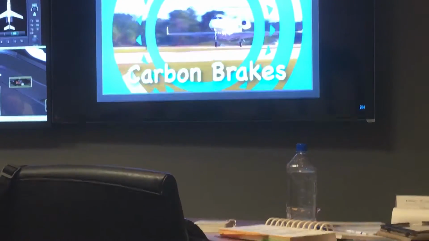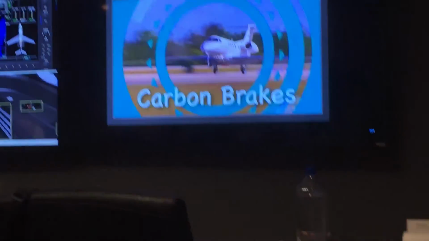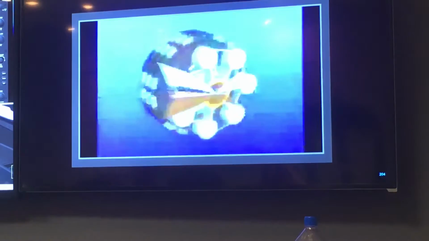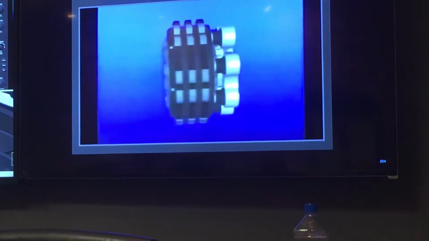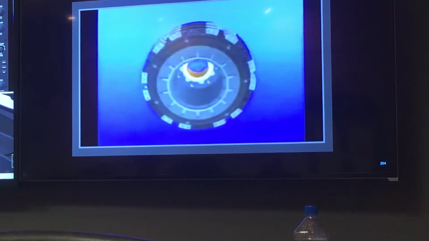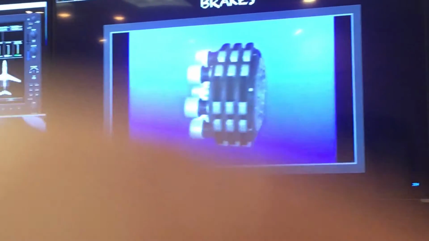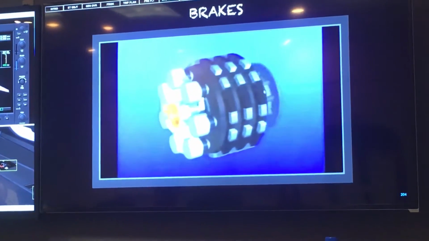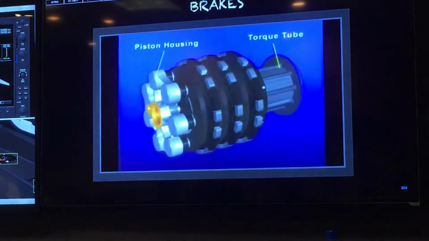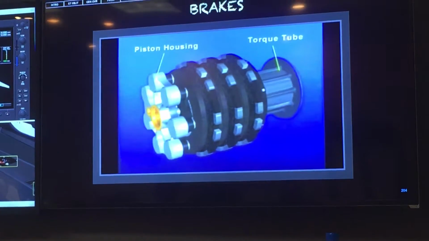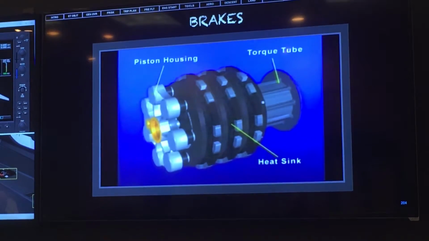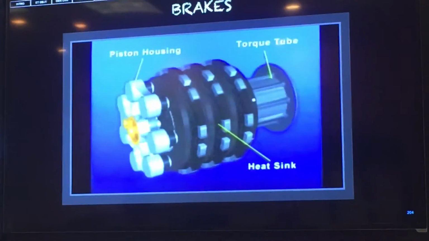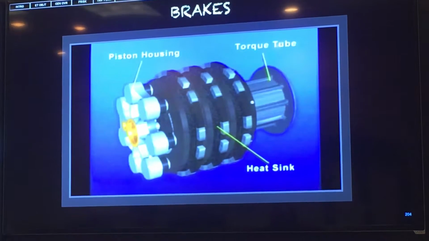Brakes offer the most advanced braking technology for today's modern aircraft. Let's begin by taking a close look at a typical multi-disc carbon brake. The brake's major components are the brake frame, consisting of the torque tube, and the heat sink, made up of alternating, rotating, and stationary carbon discs.